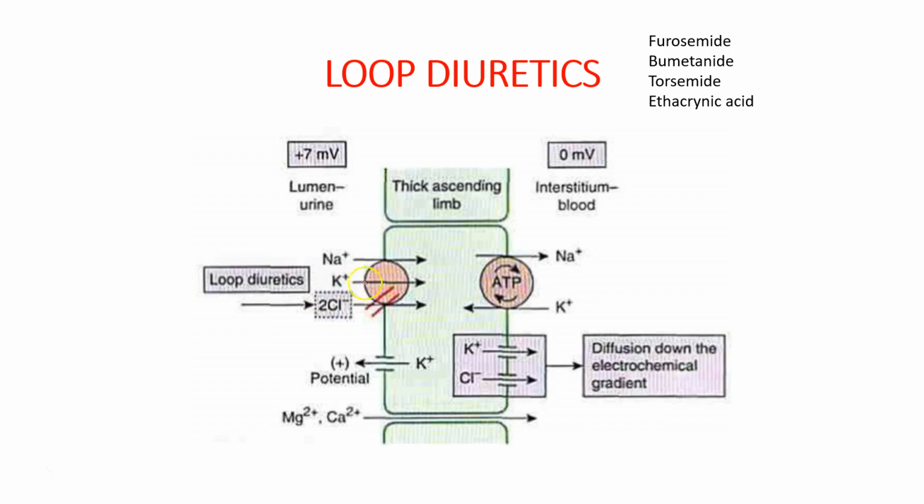So when K plus is being reabsorbed here, it causes excess K plus inside the cell, and this exits the cell via the luminal membrane. This causes a positive potential at the luminal membrane, which helps in developing a gradient which causes magnesium and calcium and other cationic ions to get reabsorbed via the paracellular pathway. K plus and Cl minus are reabsorbed via diffusion down the electrochemical gradient.